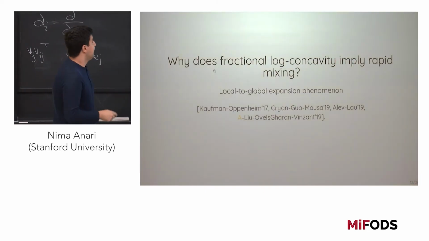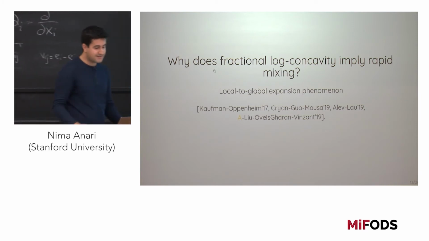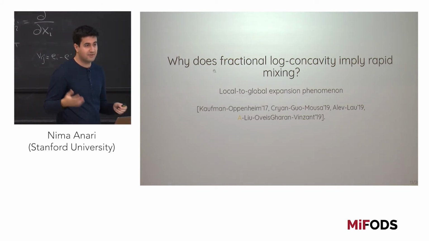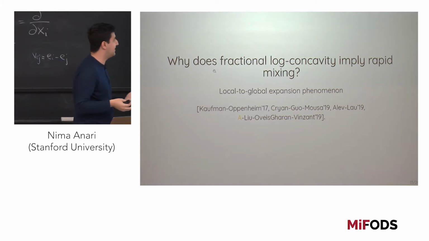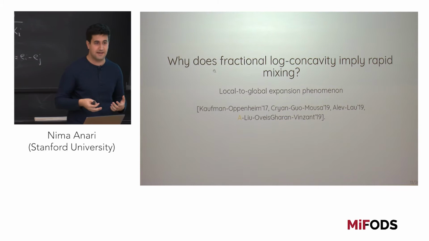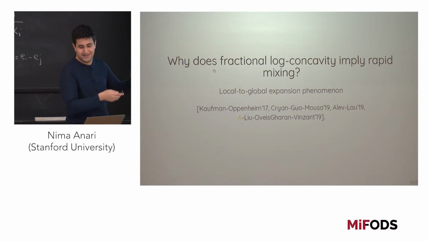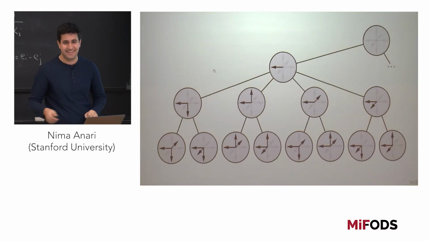All right. So why does this fractional log-concavity, or bounds on the eigenvalues of the correlation matrix, imply fast mixing? This is basically a generalization of ideas coming from the literature on high-dimensional expanders that Cynthia also pointed to. There is this phenomenon called local to global expansion. I'm going to try to sketch this phenomenon as best as I can in just one picture.